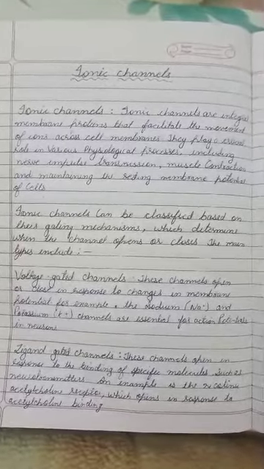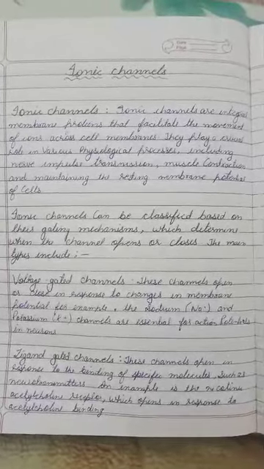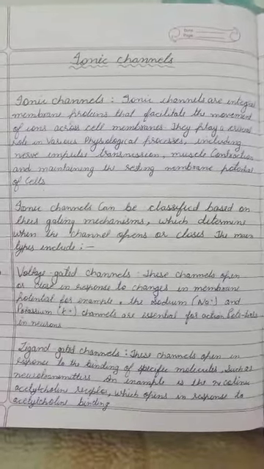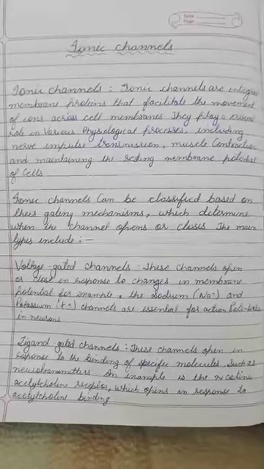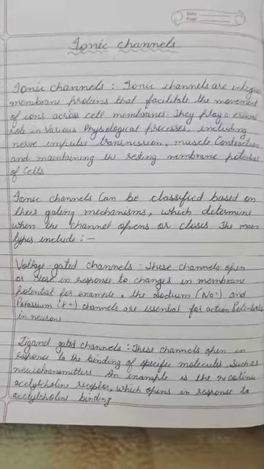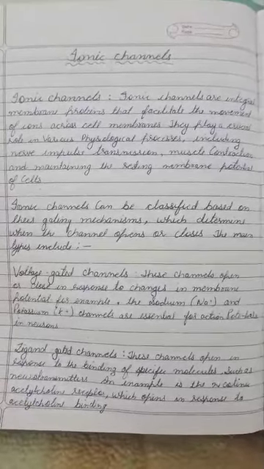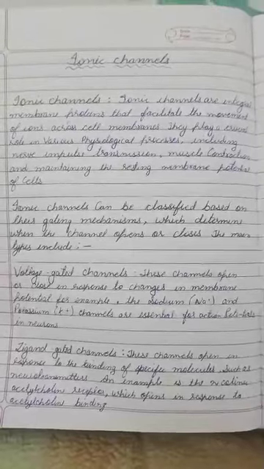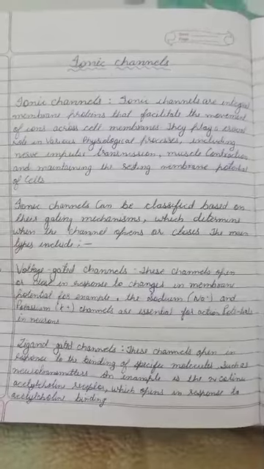Ionic channels are integrated membrane proteins that facilitate the movement of ions across the cell membrane. They play a crucial role in various physiological processes including nerve impulse transmission, muscle contraction, and maintaining the resting membrane potential of cells.